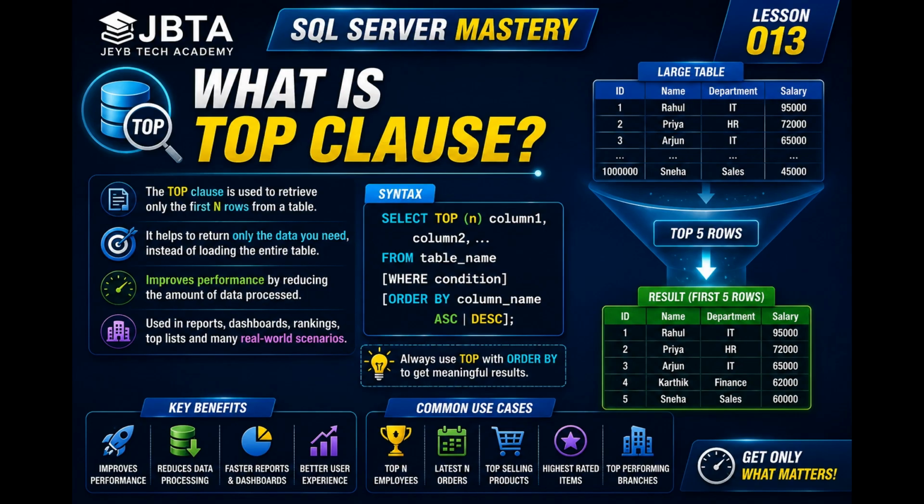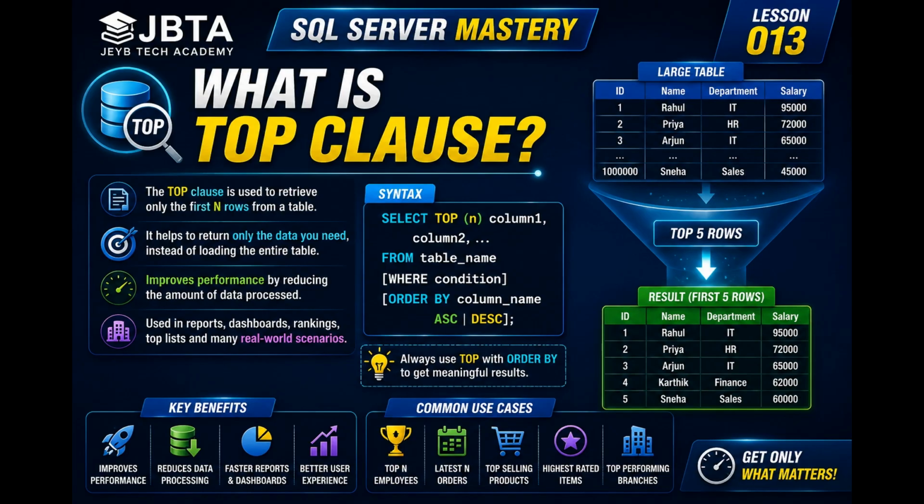The top clause is widely used in business applications. Managers often need only a small summary instead of a complete report. Dashboards usually display only the top-performing records. Reports may show only the latest transactions or the highest values. Instead of loading unnecessary data, the top clause retrieves only what is needed. This helps improve the efficiency of applications and makes reports much easier to read.